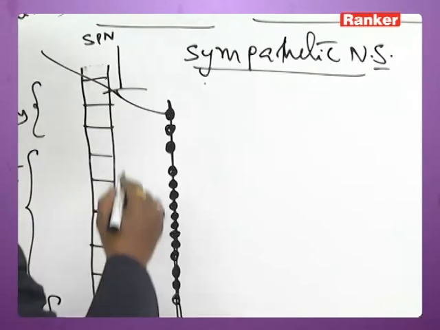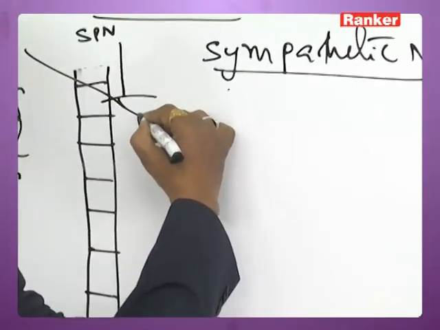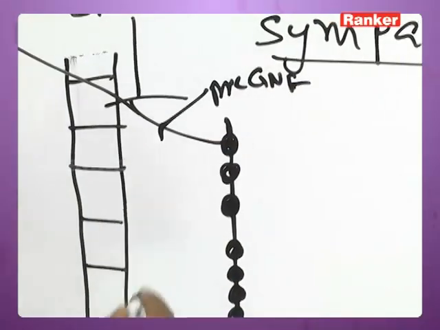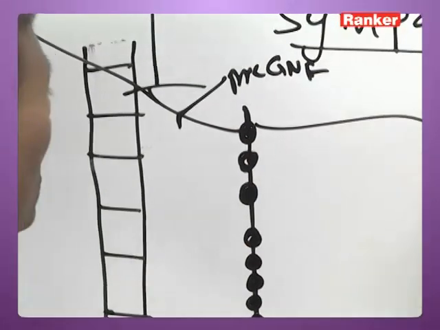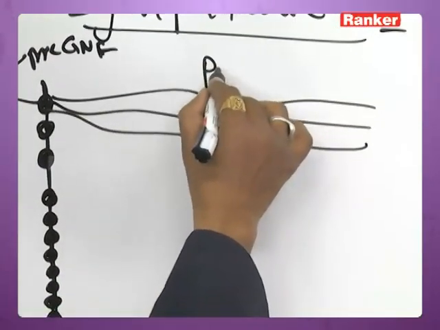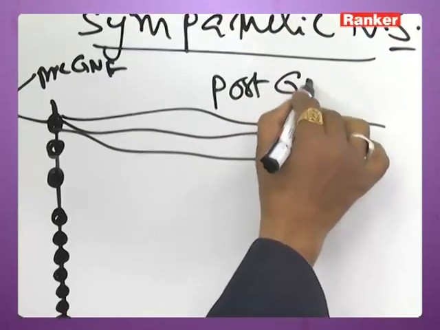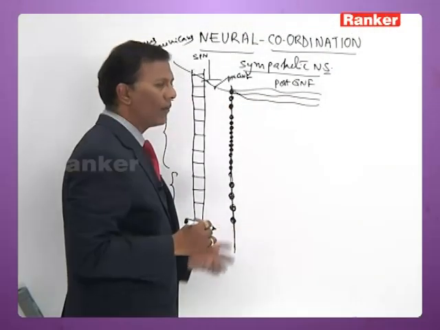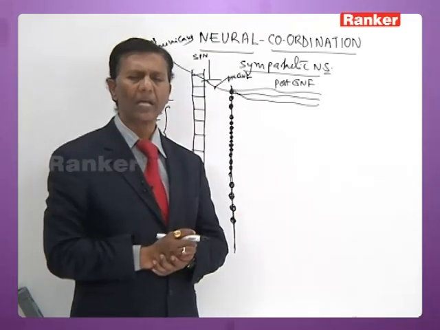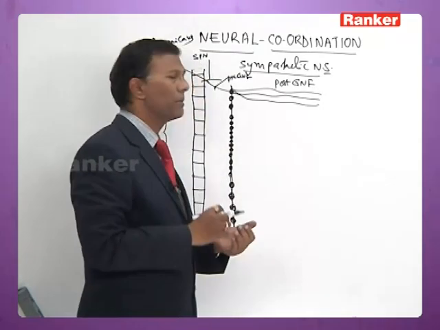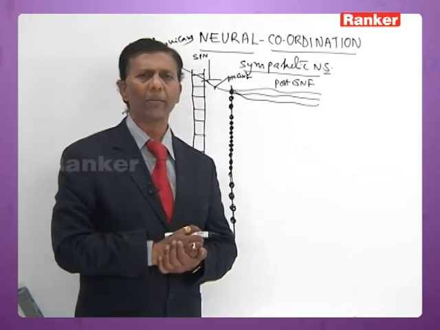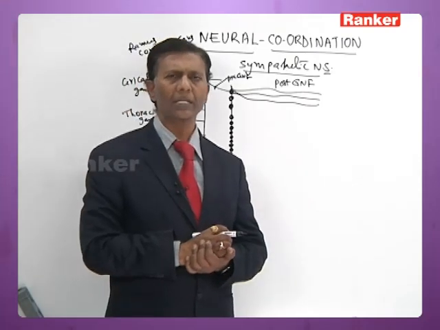Now these are all preganglionic nerve fibers. They form synapse with postganglionic nerve fibers. So these are all postganglionic nerve fibers. The nerve fibers given off from sympathetic ganglion are called postganglionic nerve fibers. The nerve fibers present before the sympathetic ganglion are called preganglionic nerve fibers. Preganglionic nerve fibers are embedded within the white ramus communicans.